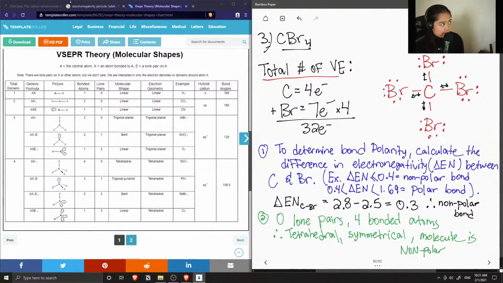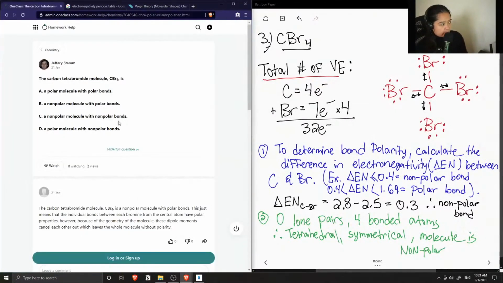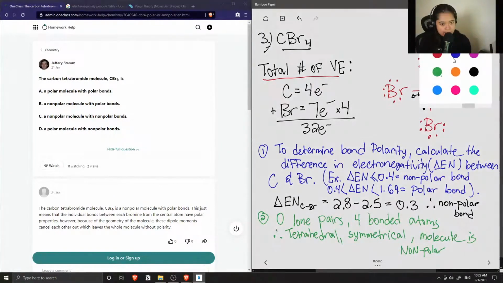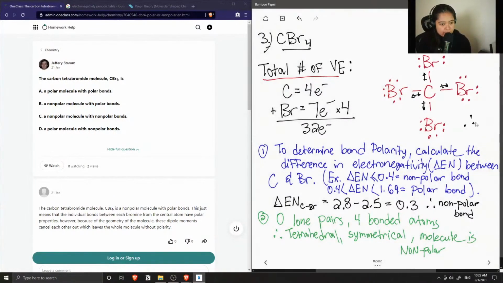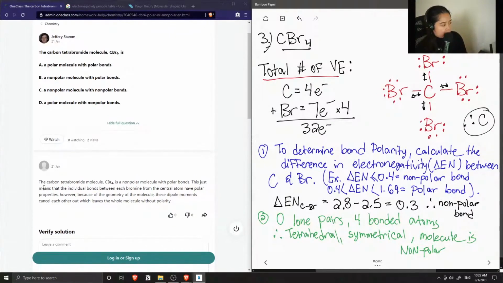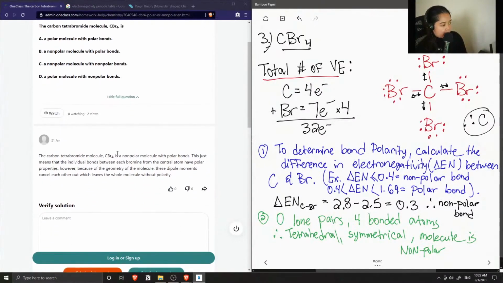Okay, so let's see what the junior tutor said. I guess our option would be C, a nonpolar molecule with polar bonds, nonpolar bonds. So therefore, C. Okay, so they said that the carbon tetrabromide is a nonpolar molecule with polar bonds. So surprisingly, the bonds are nonpolar.